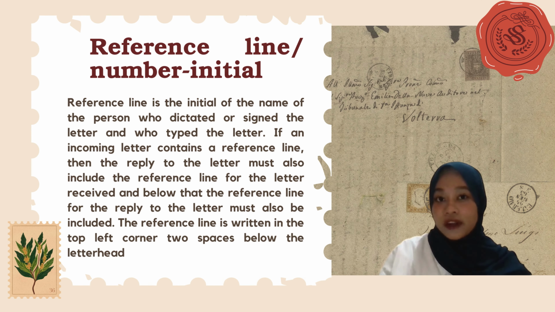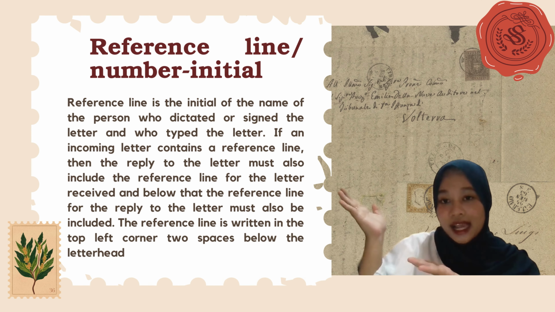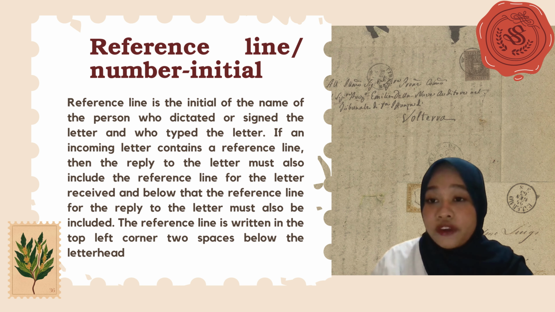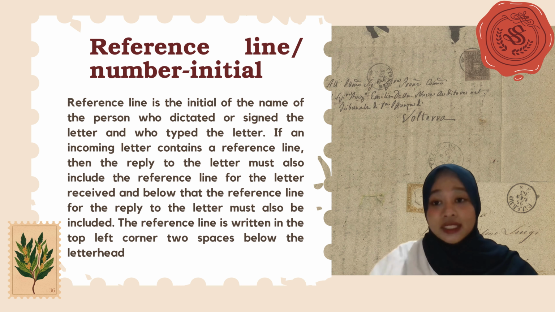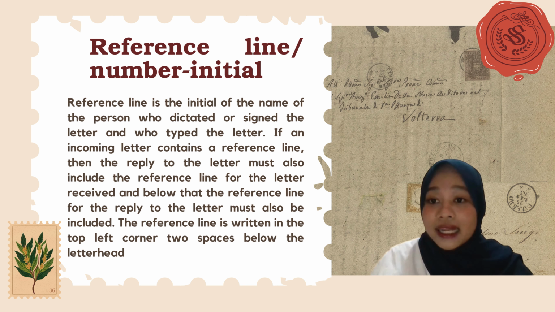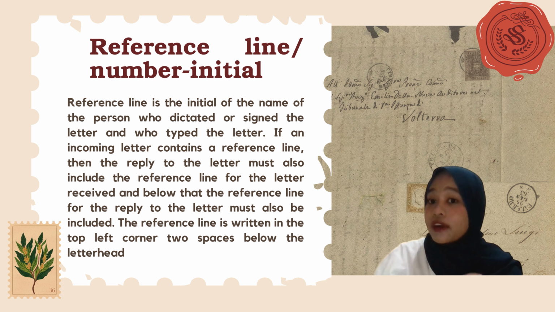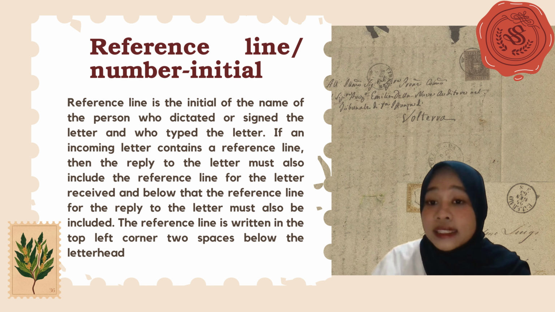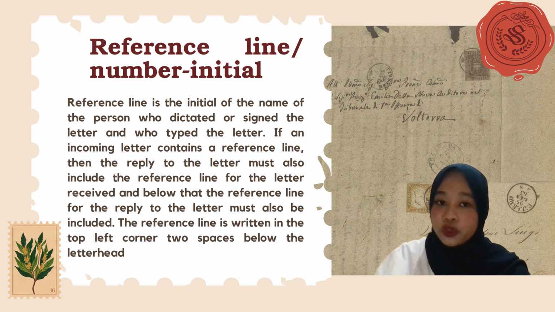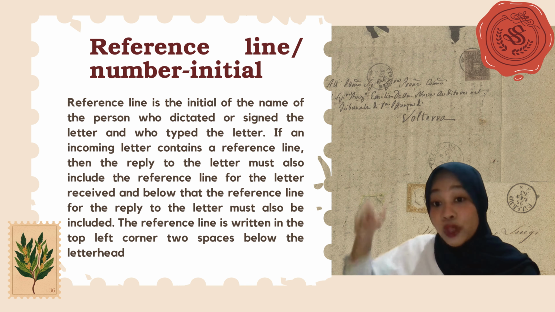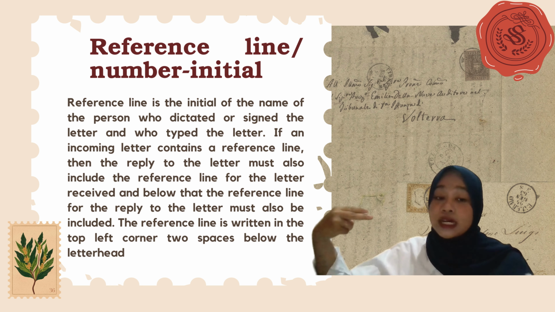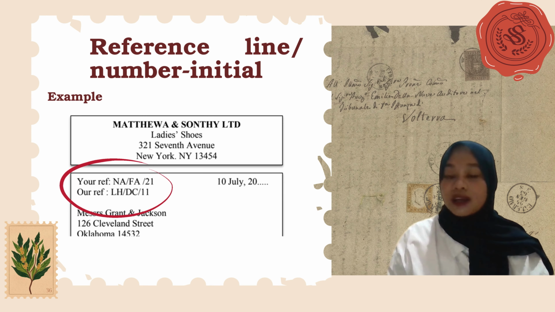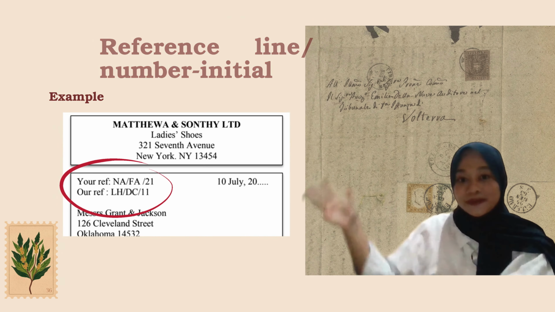The next part of a letter is the reference line or number initial. The reference line is the initial of the name of the person who dictated or signed the letter and who typed the letter. If an incoming letter contains a reference line, then the reply to the letter must also include the reference line of the letter received, and below that the reference line for the reply must also be included. The reference line is written in the top left corner of the letter, two spaces below the letterhead. An example of a reference line or number initial is in the picture.